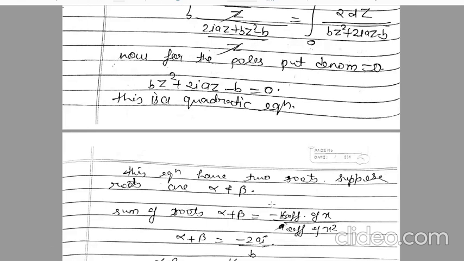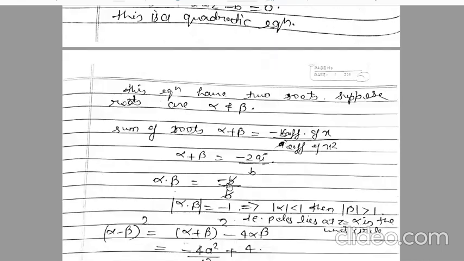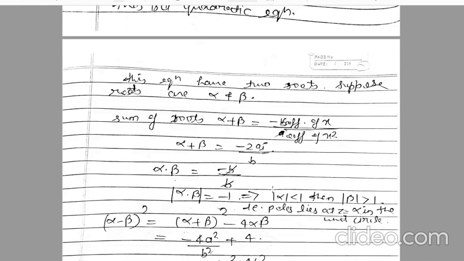Now we need to calculate the sum of the roots. The formula is alpha plus beta equals the coefficient of z upon the coefficient of z square. In the quadratic equation ax² plus bx plus c equals 0, alpha plus beta is equal to minus b upon a. Here the coefficient of z is 2ai and the coefficient of z square is b, so alpha plus beta is equal to minus 2ai upon b.